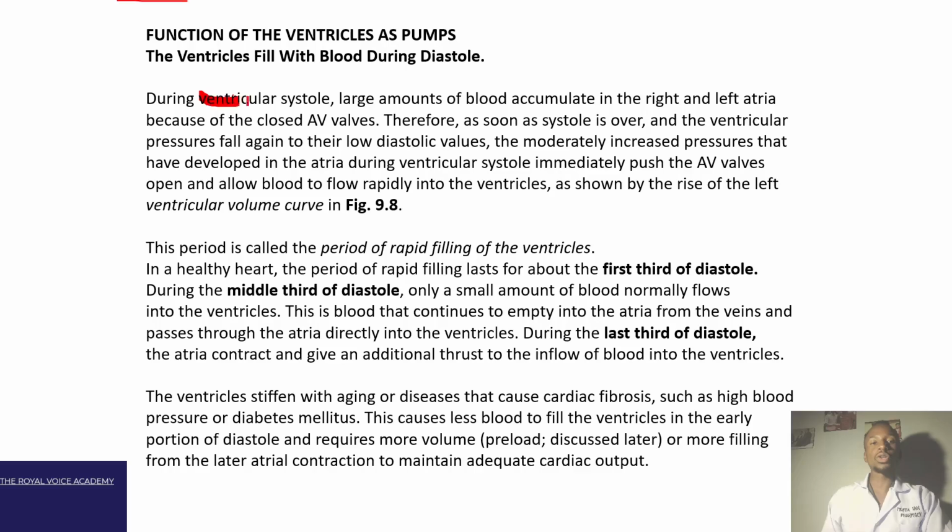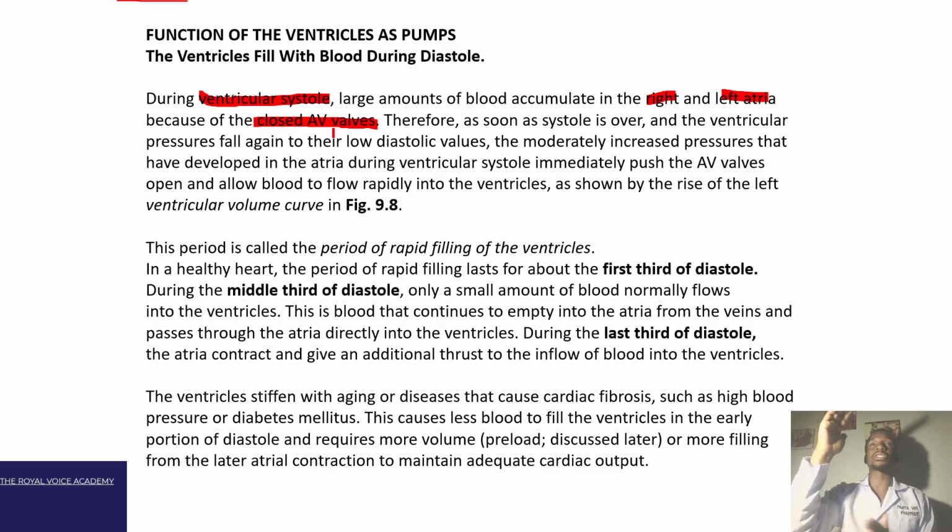So during ventricular systole, we've begun with systole. Large amounts of blood accumulate in the right and left atria because of the closed AV valves. Remember where we've begun? Your ventricles are contracting, so your valves are closed. If your valves are closed, it does not mean that the blood is not flowing into the heart. The blood is flowing into the atria when your ventricles are undergoing systole because of the closed valves.